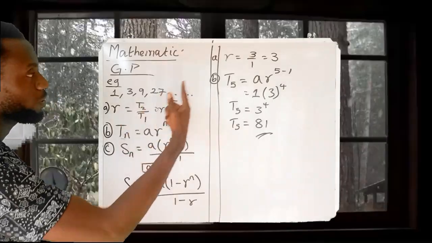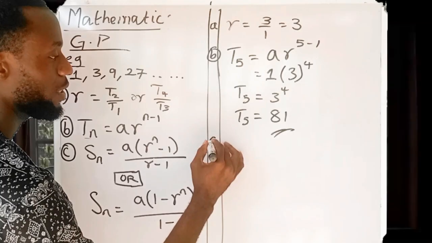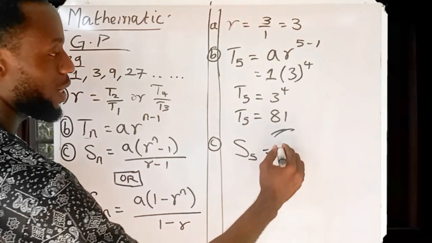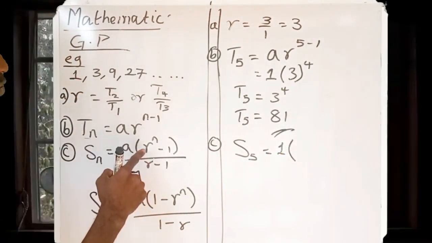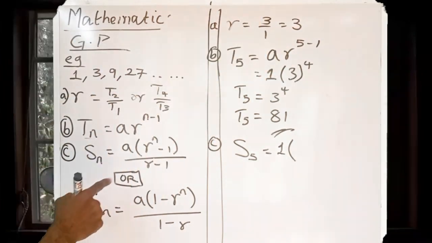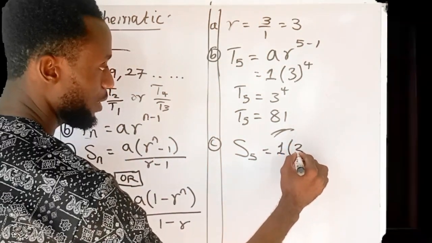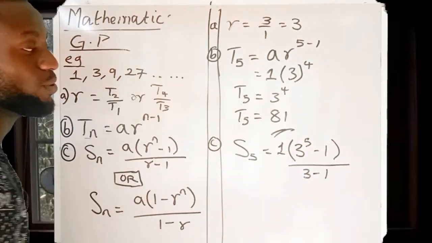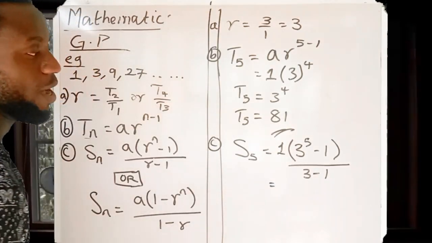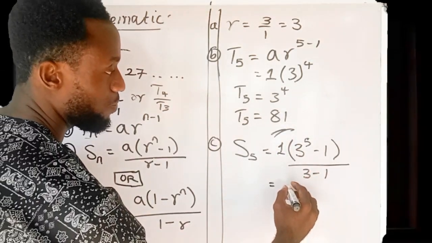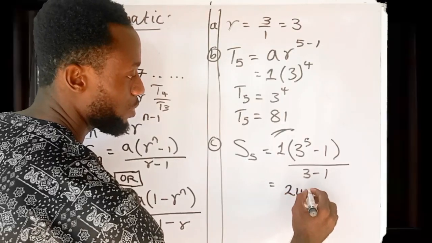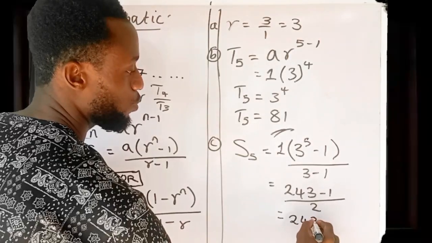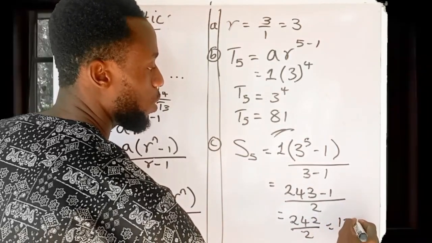So let's take, for example, in this same question, we're asked to find the sum of the first 5 terms, S5. So we are going to use 1 into, the ratio we are dealing with is 3, so that means it's above 1. We are going to use this first one. So write 3 raised to the power 5 minus 1, all divided by 3 minus 1. And then that gives us what? That gives us 3 raised to the power 5 is 243 minus 1, all divided by 2. This becomes 242 divided by 2, which is 121.